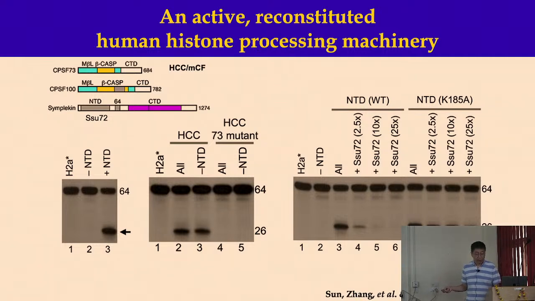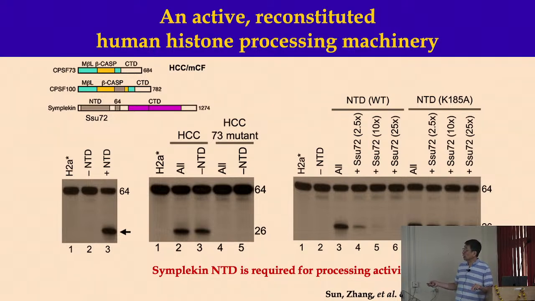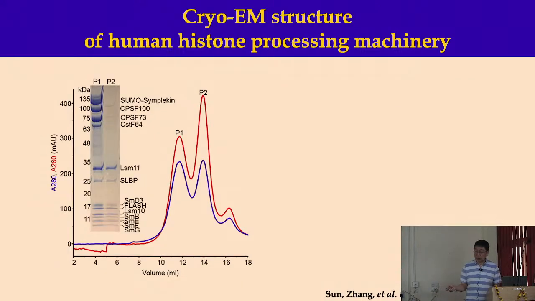Biochemically, all of these together show that the NTD of symplecin is required for processing of the histone pre-mRNA. So it's a required factor in the U7 snRNP. So this is all good. The ultimate goal, of course, is how does it work?